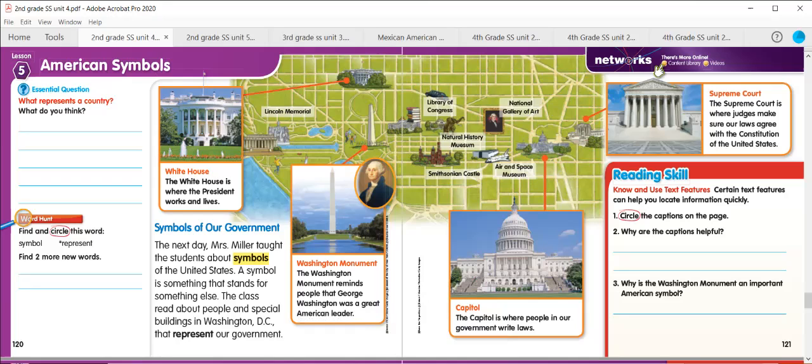This is Unit 4, Lesson 5 about American symbols. So here we're going to talk about different symbols and monuments in the United States and why they were built, what they represent, what they're used for, and so on.